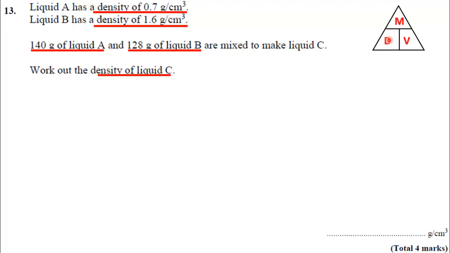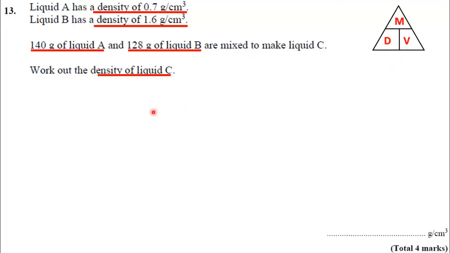So for both A and B, I know their densities, 0.7 and 1.6. And for both A and B, I know the masses of a certain amount, 140 and 128. They tell us that these are mixed together to make a liquid. So I'm going to work out, first of all, the volume of 140 grams of A and the volume of 128 grams of B, and combine these volumes together. I know their combined weights. I could just add these two, and then use that to help me work out the density.